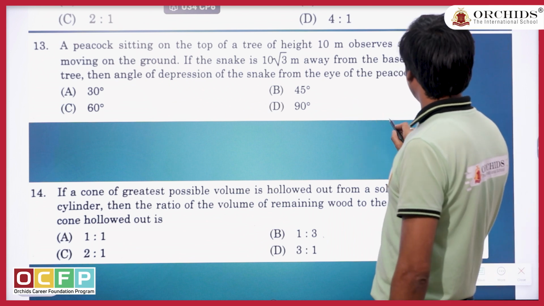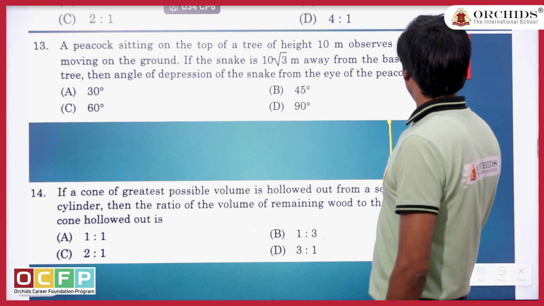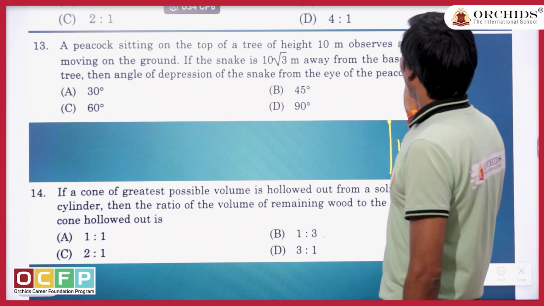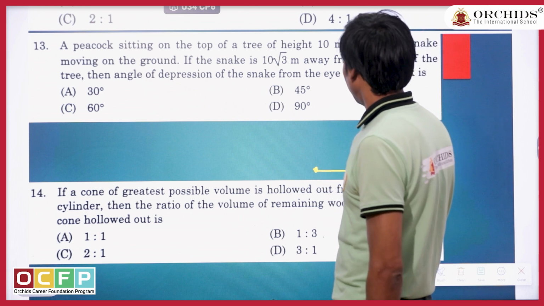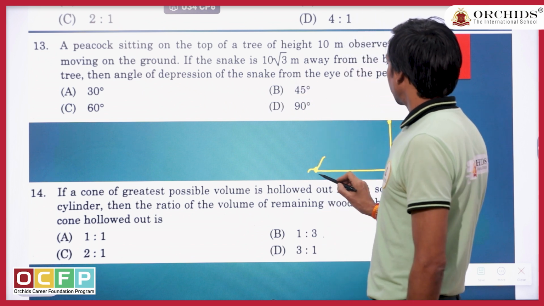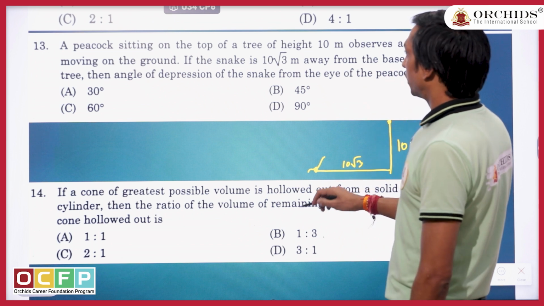So in this case they are telling that a peacock is sitting on a tree. The height of the tree is given as 10 meters, and observe a snake moving on the ground. So this is the ground and the snake is moving somewhere here, right? So the snake is moving somewhere. The distance of the snake is given as 10 root 3 away from the base of the tree.